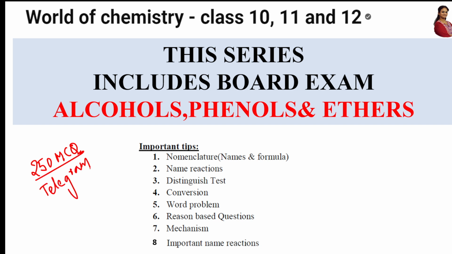Now, I'm going to do today in this video nomenclature, name reactions. Here again, it is repeated name reactions, important name reactions. A few are there like oxidation and all those we don't call name reactions, but they come under the name reactions. Distinguishing tests, conversions, word problems, reason based questions, mechanisms, everything I'm going to cover today. So stay connected, watch the video till the end. Wherever it is required, everything I'm going to explain clearly. Let's start the video. All the best.